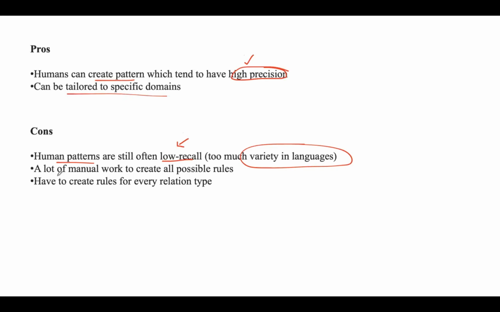And as the things should be done by humans, obviously there will be more manual work. A lot of manual work is required in order to create all possible rules. And also we need to create rules for every relation type. Based on the type of relationship between the words, we need to create rules. So all possible rules should be created. These are some problems.